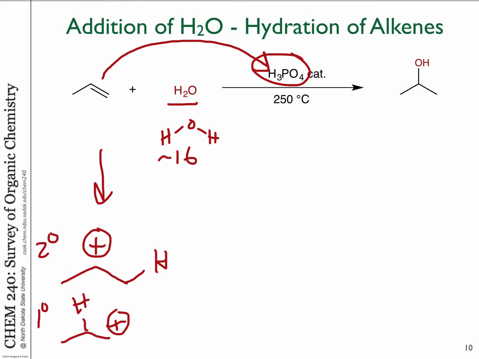I'll just write the byproduct here. So this one doesn't form. The secondary carbocation is the one that forms. The byproduct here is H2PO4 minus. I'll just keep that in there just for clarity. Then the next step. What has to happen in the next step?